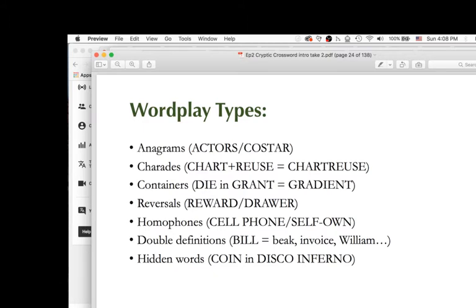Hidden words. So you might have the phrase disco inferno and see that inside is the word coin between the boundary of the two words.